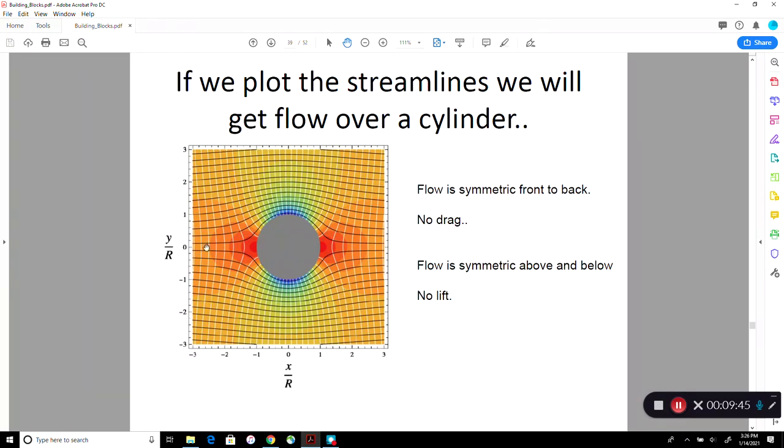Notice that it's symmetric front and back. Therefore, we don't expect any velocity differences because velocity differences are proportional to the area. This area is the same as this area, for example. You get a stagnation point here. You get a stagnation point here. Therefore, it's symmetric, no drag, of course, no lift.